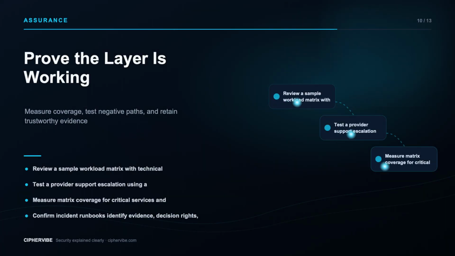A configuration screen is not assurance. Collect evidence that the intended control applies to the correct scope and that violations become visible. First, review a sample workload matrix with technical and business owners. Second, test a provider support escalation using a safe scenario. Third, measure matrix coverage for critical services and configuration control ownership. Fourth, confirm incident runbooks, identify evidence, decision rights, and customer communications.